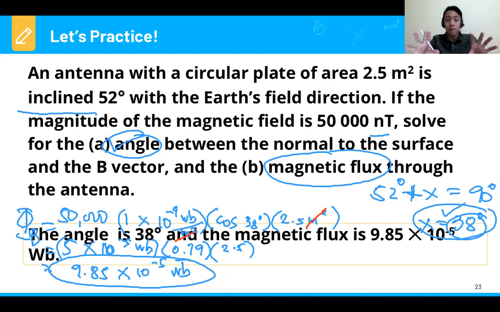So same problem. I'll just change the given numbers and you will solve for 2 minutes. Okay? So ready? Pen and paper.